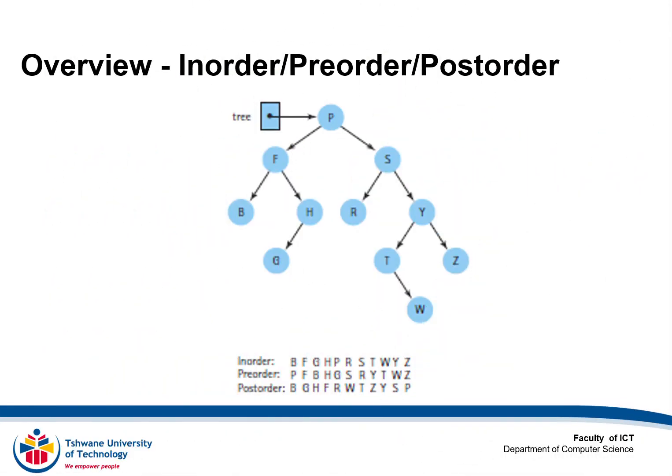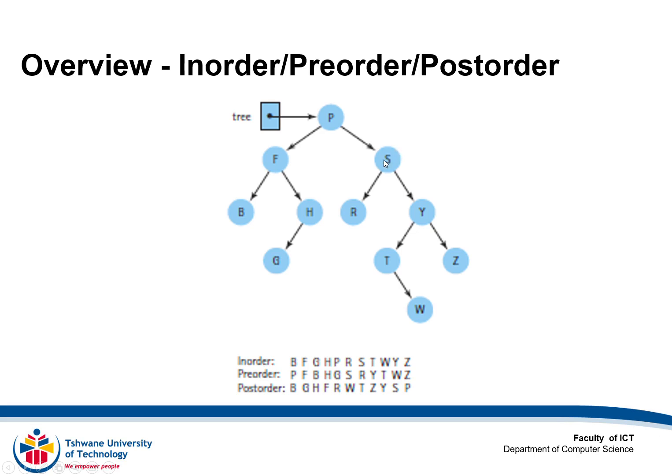Okay, as a high level overview, this just gives you a summary of how you would represent the given tree using in-order, pre-order, and post-order. Remember, in-order, you start with the left, root, right. In this case, it will be B, B on the left, F as the root, G, H, okay, and then we'll go to P. Then we come to R, all right, because it's the left child, and then after R, you go to S, the root.